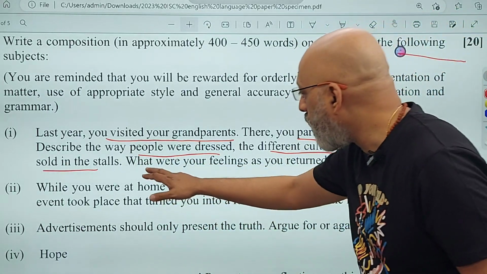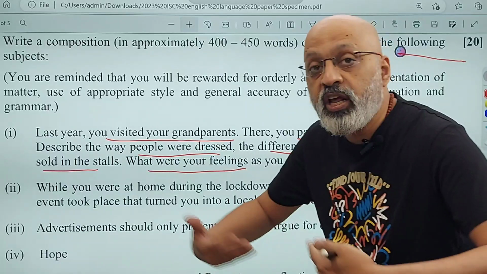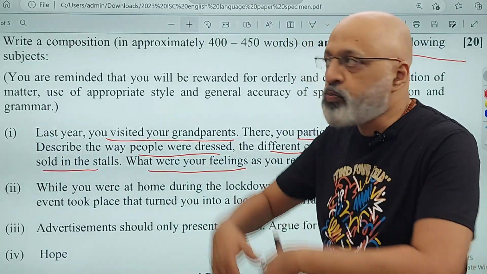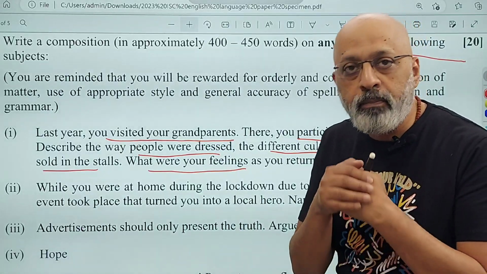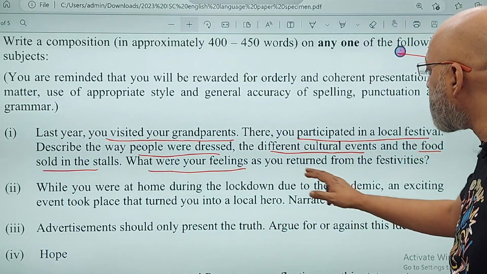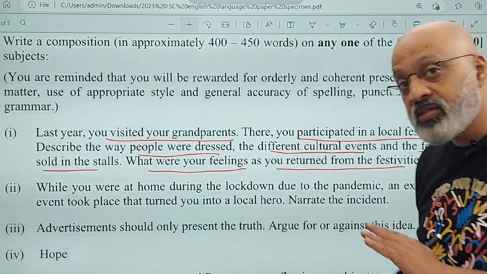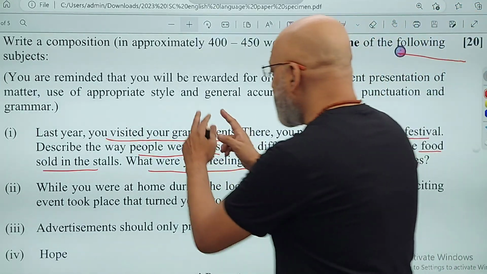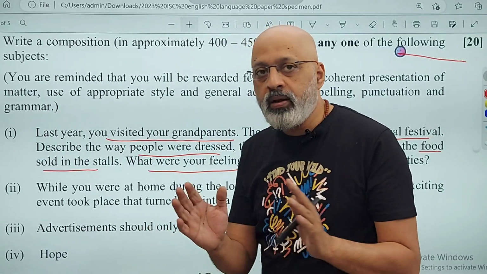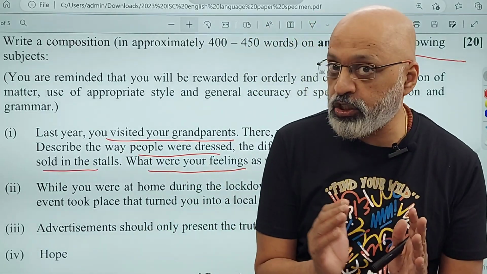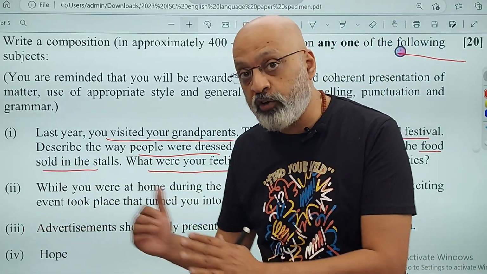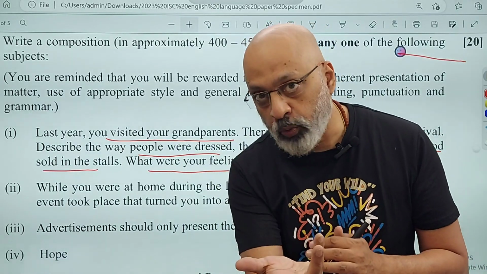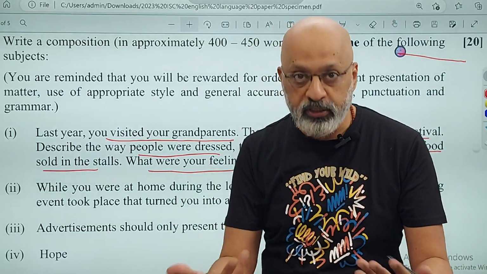Then you need to talk about what were your feelings, what did it evoke in you. You felt happy, you felt exhilarated, you felt transported into another world, you felt like blessed to be there, all those kind of feelings as you return from the festivities after your visit to your grandparents' home is over. So ideally speaking, you should locate it in preferably a village or a semi-rural, semi-urban kind of a place, so that you're able to give a non-urban feel to it, right? Because it will give you more elements, right?